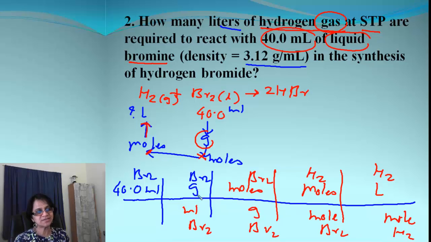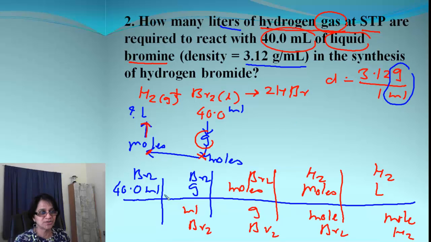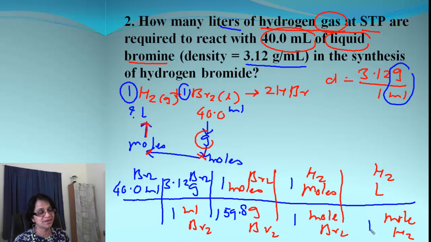Okay, this ratio is grams to milliliters, and look at density. The density value is 3.12 grams per milliliter. That means it's per 1 milliliter. So we are going to make use of that 3.12 grams per 1 milliliter here. This is moles to grams, where mole is always number 1, and grams is the molar mass, which is 159.8 grams. This is the mole to mole ratio, and what do we have? There is no number, no coefficient, which means it's actually 1. So the mole ratio is 1 to 1, and this is moles to liters.